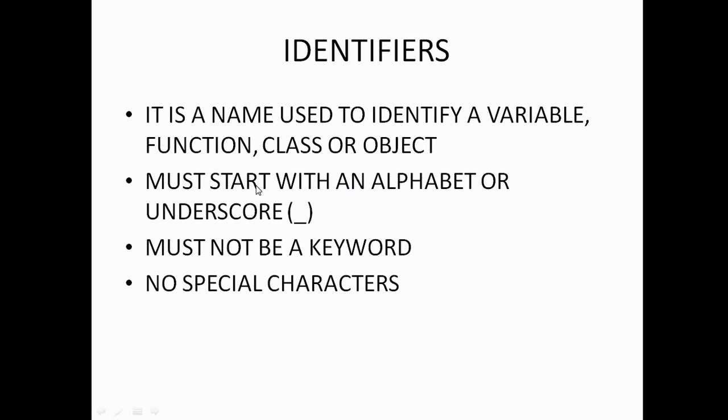What is an identifier? It is nothing but the name of a variable, function, class or object. In the previous example, A equal to 11, A is a variable. It need not be a single character. A set of characters can also be a variable. There are some rules to be followed while defining a variable. It must start with an alphabet or underscore. It should not start with any number or special character. And also, it must not be a keyword.